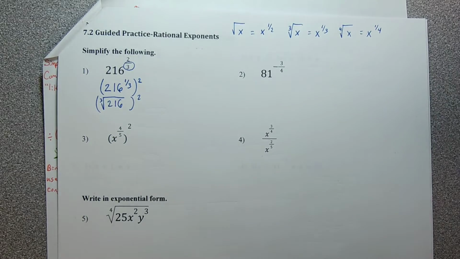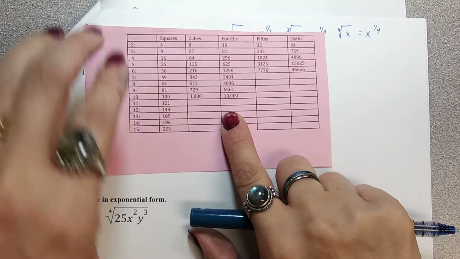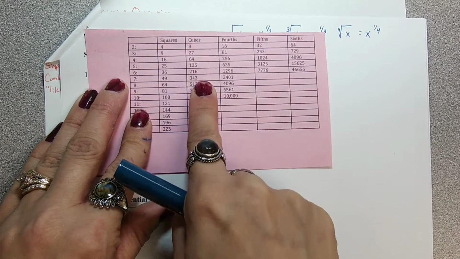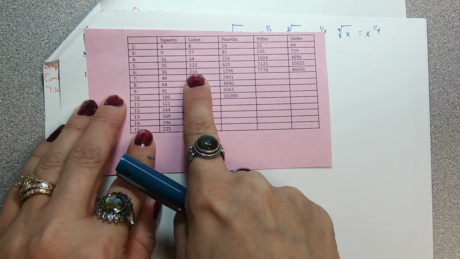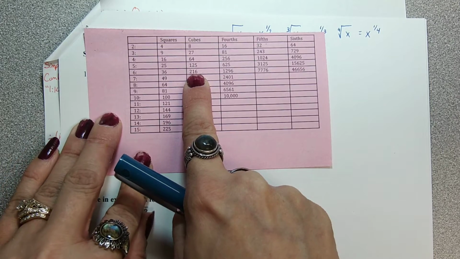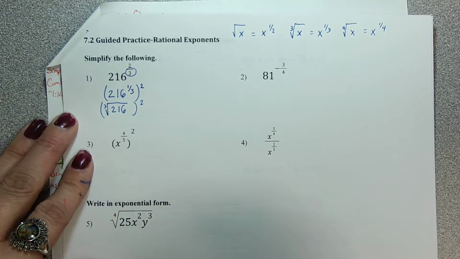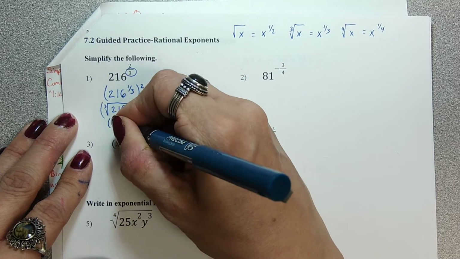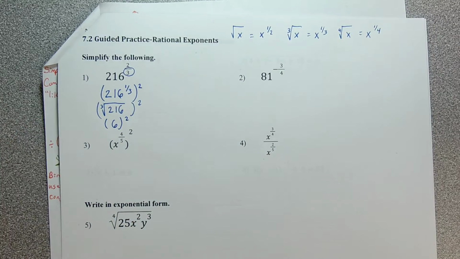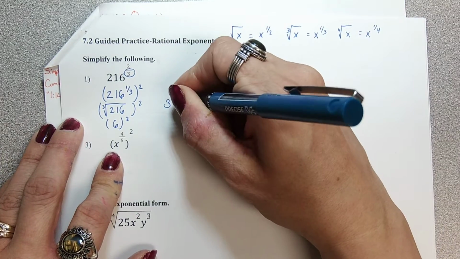So using our little pink sheets, if we look in our cubes column, we see that 216 is a perfect cube, and thus the cube root of it would be 6. So that allows me to simplify what's inside the parenthesis, and from there, we can obviously simplify 6 squared into 36.